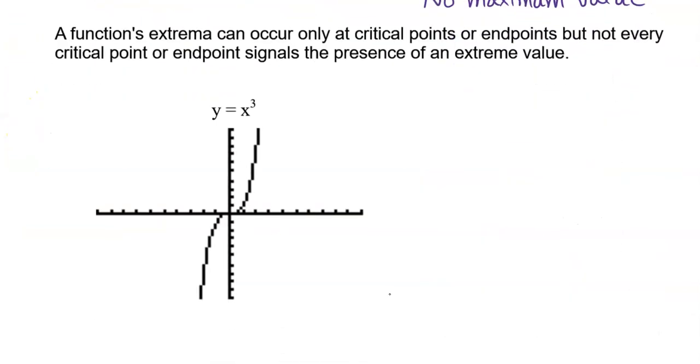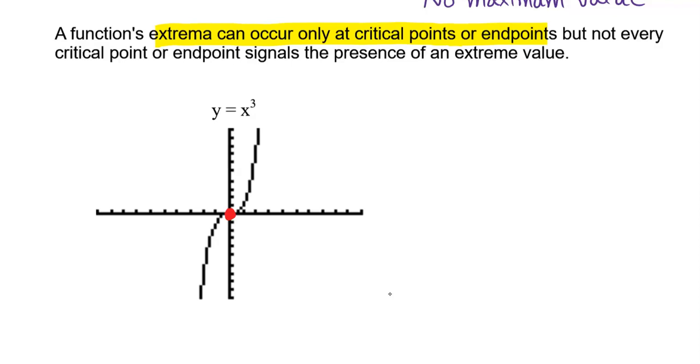Something to watch out for here is that sometimes when you make a list of your critical points, you will get points in there that are critical points that are not maximums and minimums. So this is like a statement that doesn't work both ways. A function's extrema can occur only at critical points or endpoints, but not every critical point or endpoint signals the presence of an extreme value. So we can say, if it's a local maximum, then it's a critical point, but we can't say if it's a critical point, it's definitely an extreme value.